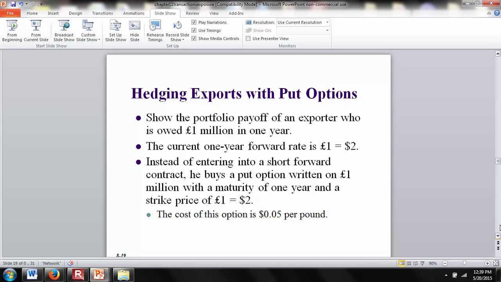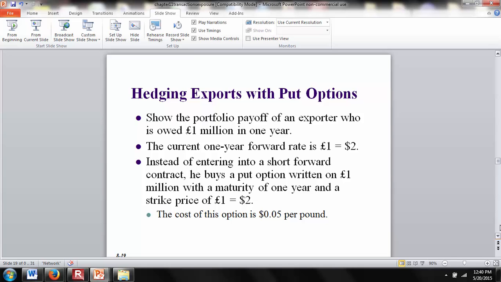So we talked about call options. We want to look at another example where we are talking about put options. Show the portfolio payoff of an exporter who is owed 1 million pounds in 1 year. The current 1 year forward rate is 1 pound equal to $2. And instead of entering into a short forward contract, he buys a put option written on 1 million pounds with a maturity of 1 year and a strike price of 1 pound equal to $2. The cost of this option is 0.05 per pound.